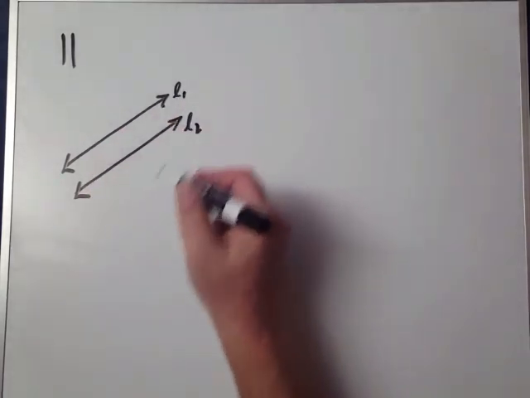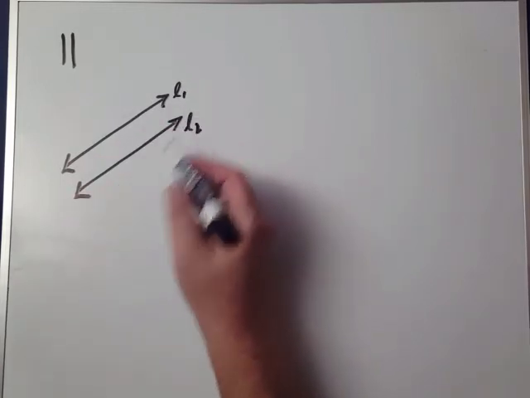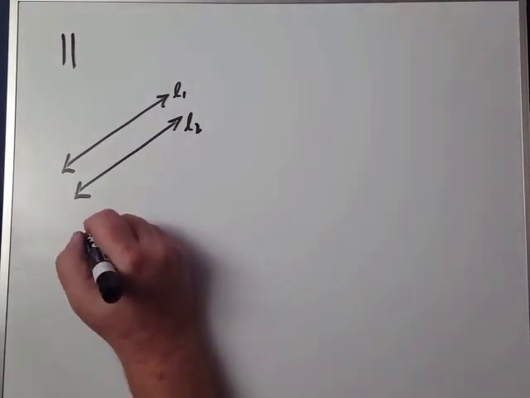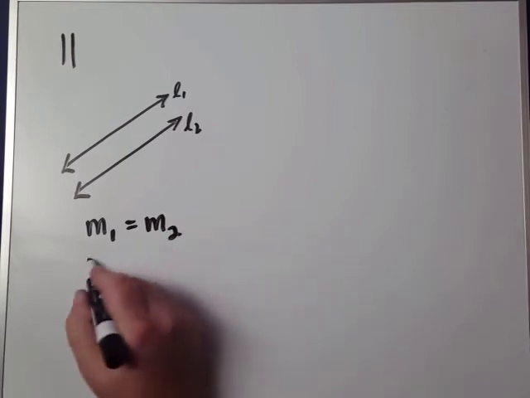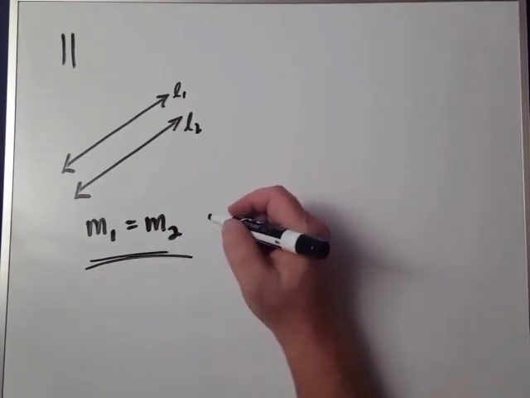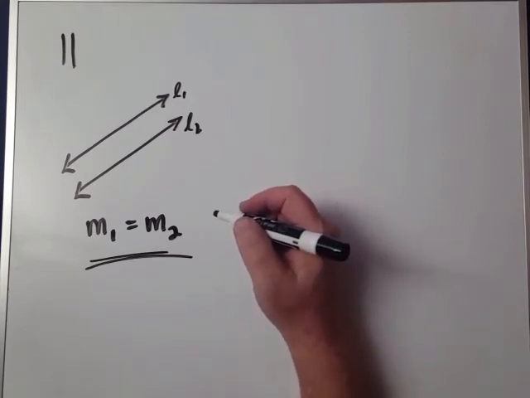What would you expect to learn about the slopes of these two lines? Well, they have the same slant. They have the same steepness. They're leaning the same direction. They have the same slopes. Parallel lines have the same slopes. The slopes of parallel lines are equal.